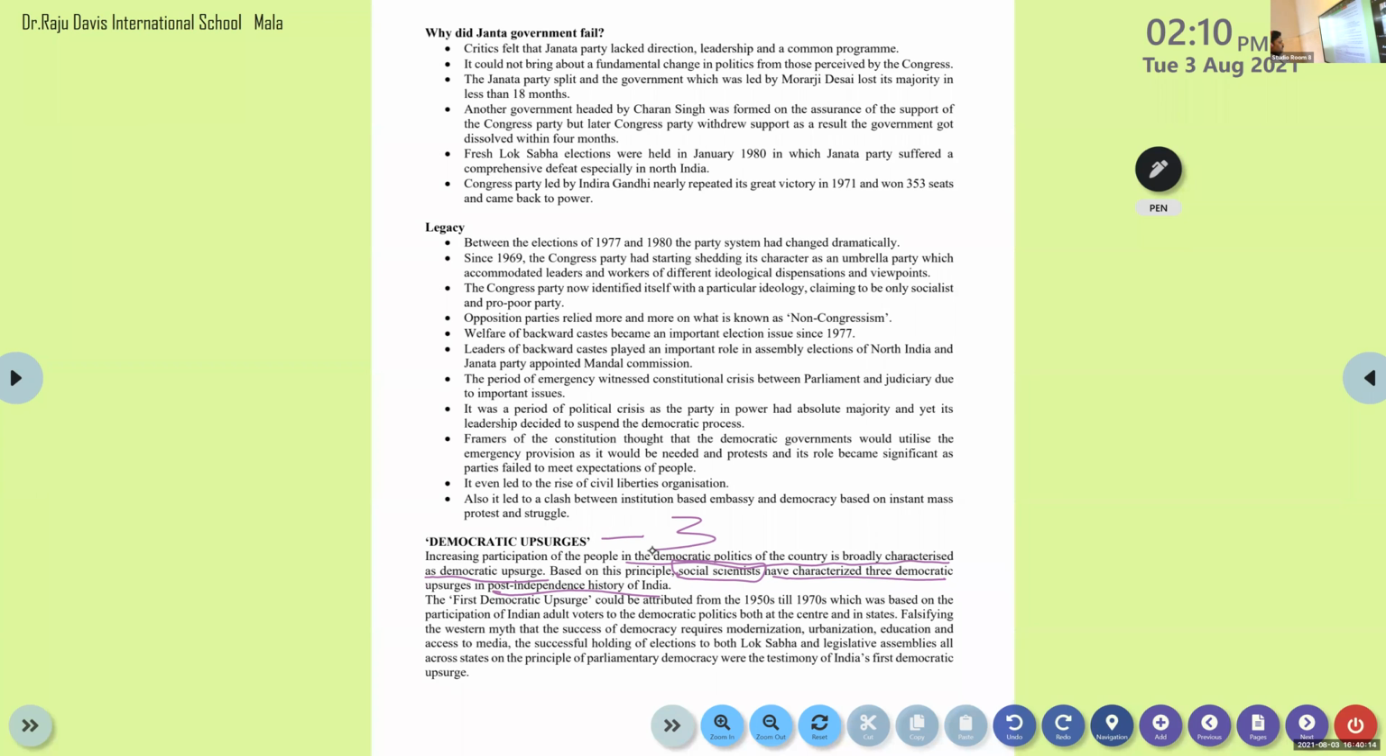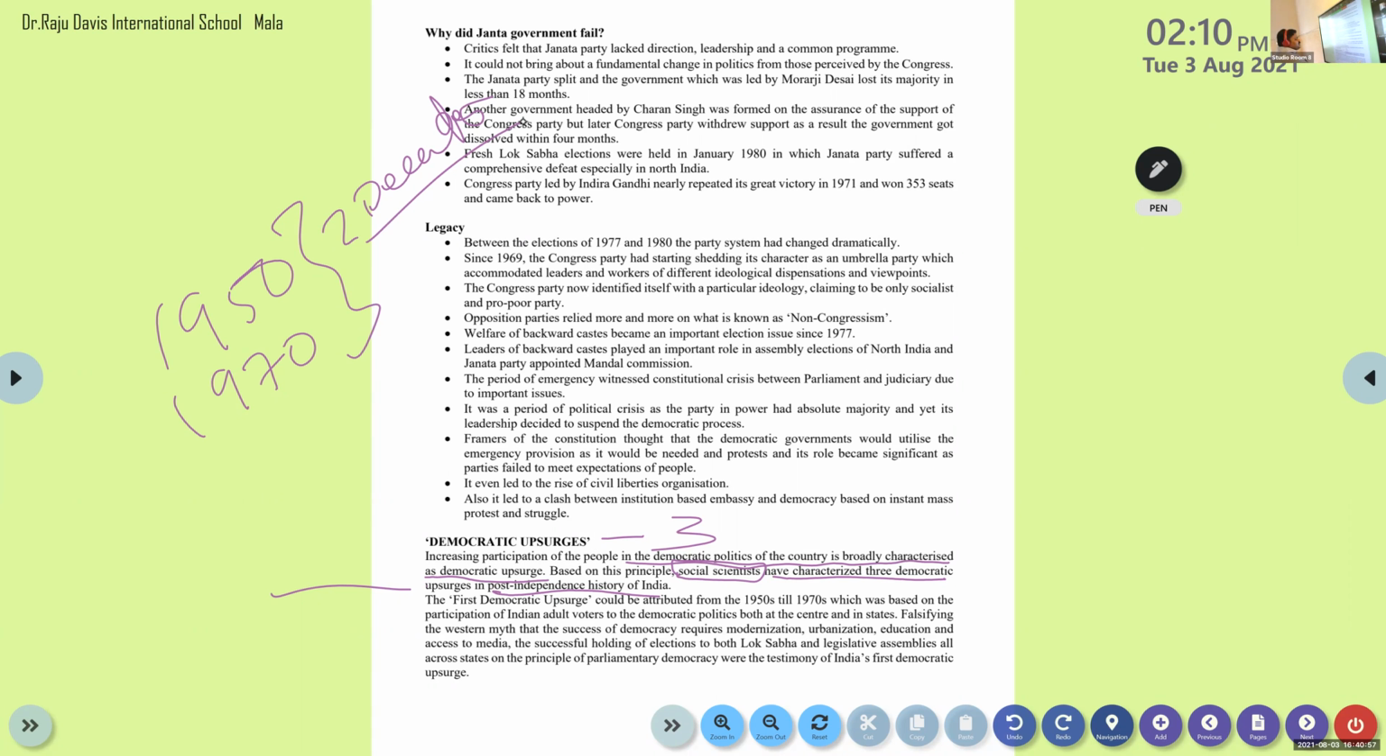Here, first of all, the first democratic upsurge could be attributed to the period from the 1950s till 1970. So the first democratic upsurge from 1950 to 1970, two decades. That is the first democratic upsurge in India. In this period, a large number of people actively participated in the democratic politics in India.